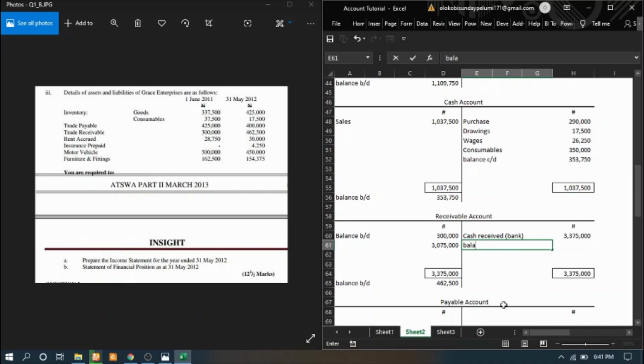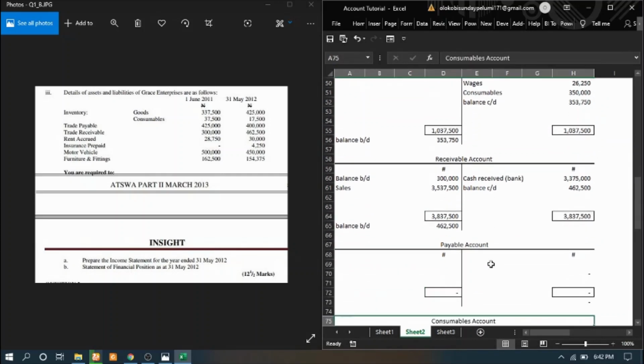So that simply means we have a balance carried down here, and that is 462,500 for our balance carried down. So you will sum this together: the amount we receive from them and the amount they are owing us at the end of the period, and subtract the amount at the beginning. That will give us the amount of goods sold to them on credit during the period. So that will give us the credit sales during the period. Alright, so we derive our credit sales.